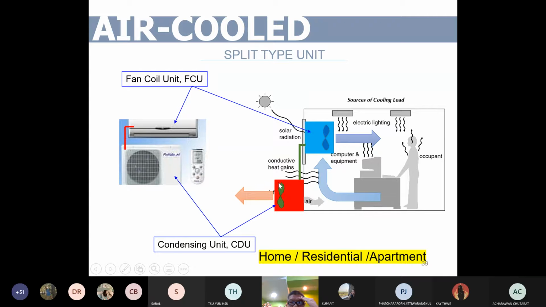So when they have a condensing unit, they send the refrigerant into the fan coil unit, and then it uses the room temperature and boils the refrigerant inside, and then they give the cold air to the occupant. Okay, this is a split type. This is very simple, and we mostly use it in homes, apartments, or residential areas like condominiums also.